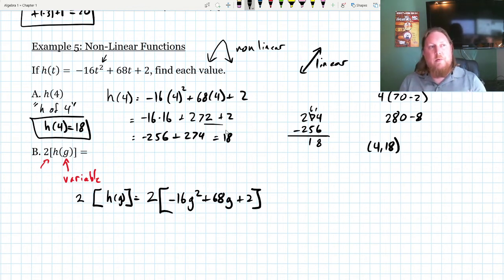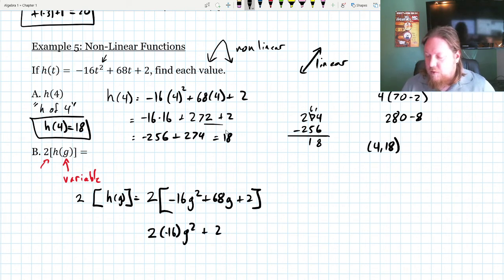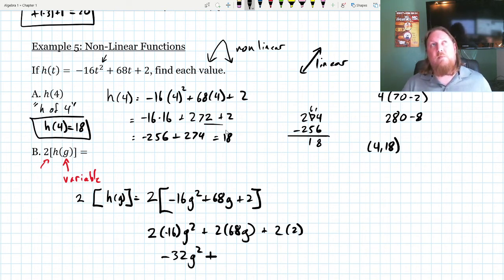And now I've got the 2. I'm going to distribute it by all the parts. 2 times negative 16 g squared plus 2 times 68 g. Oh, sorry. That g should be on the inside of the parentheses there. Plus 2 times 2. Negative 32 g squared plus 2 times 60 is 120. 2 times 8 is 16. So 136 g plus 4.